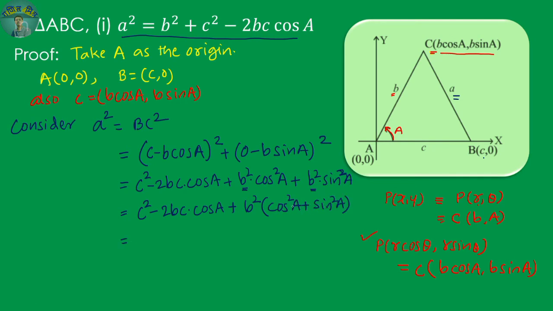But as per the fundamental identity, cos square A plus sin square A is equal to 1, so I can write B square into 1. So it is actually B square. So I am going to rearrange the terms: B square plus C square minus 2BC cos A, which is nothing but the A square. Okay, and this is what we actually want. So hence the proof. This is the proof for the first statement, A square is equal to B square plus C square minus 2BC cos A.